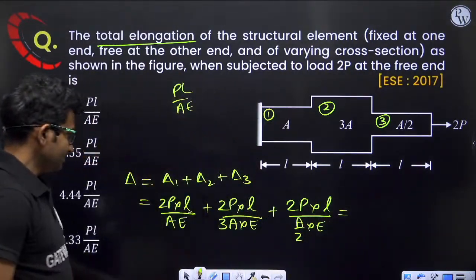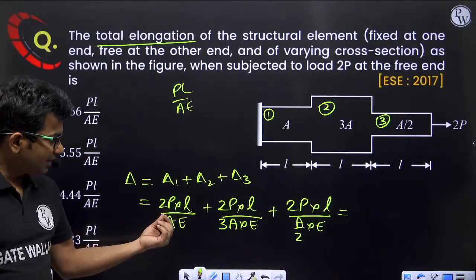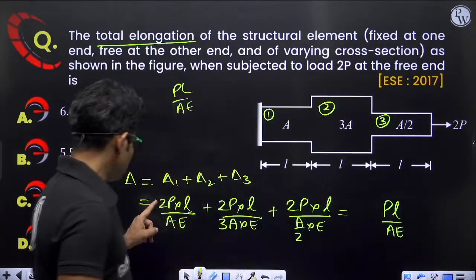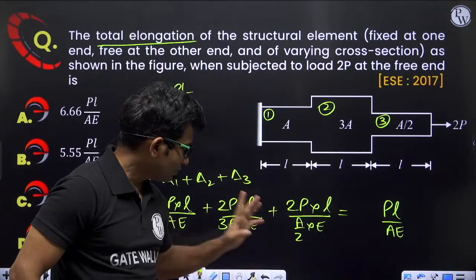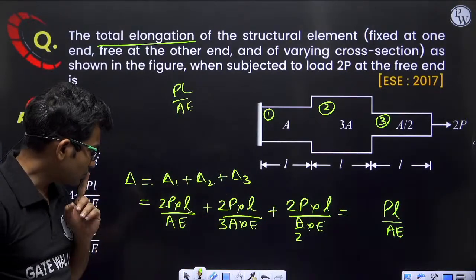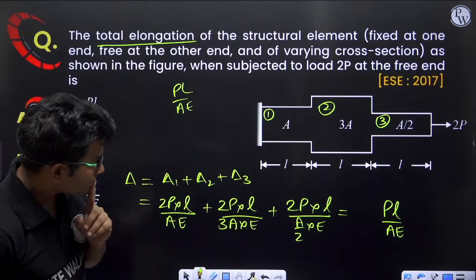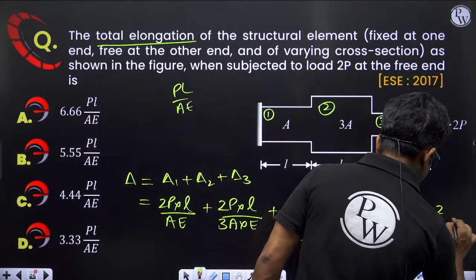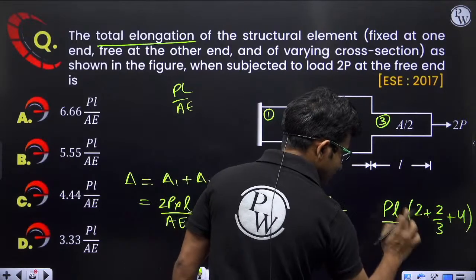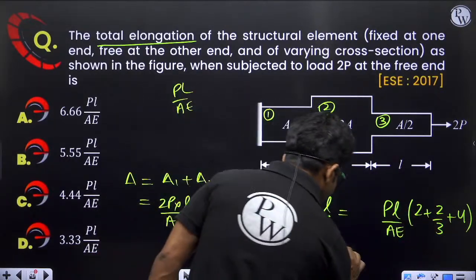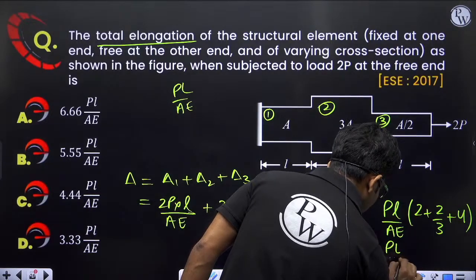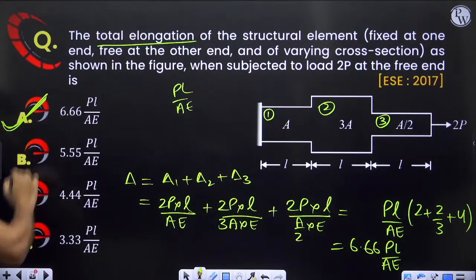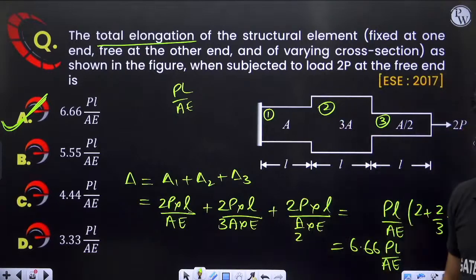Okay. So we'll be getting, if I take PL upon AE common, PL upon AE I am taking common. So 2 plus 2 by 3 plus 4. Right? So I'll be getting 2 plus 2 by 3 plus 4. So 2 plus 4, 6. 2 by 3 is 0.66. So I'll be getting 6.66 PL upon AE. Correct answer will be option A. Clear? Yes, we'll sum all of them.